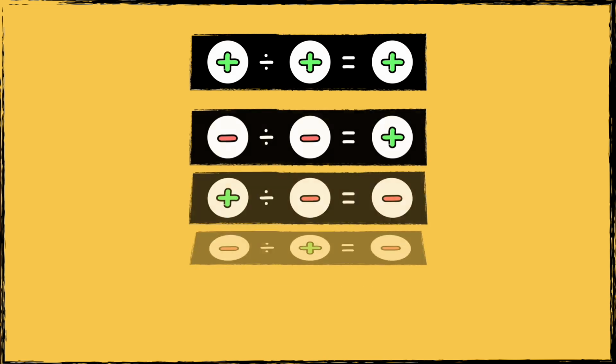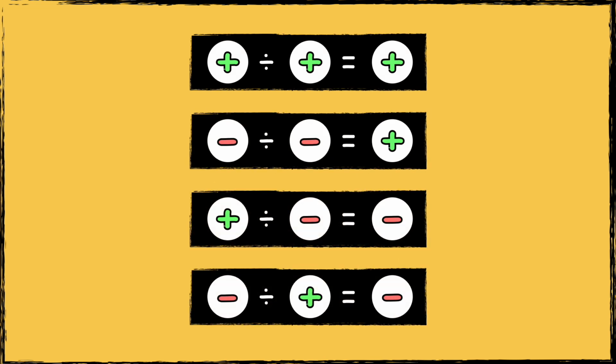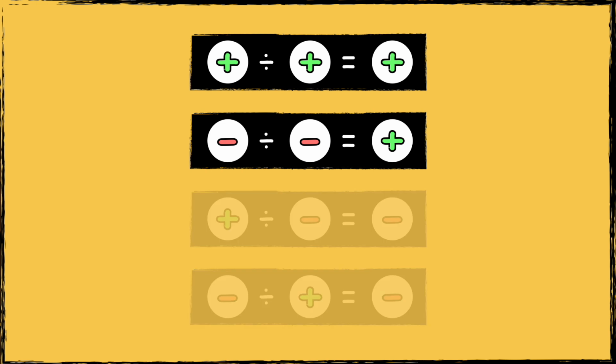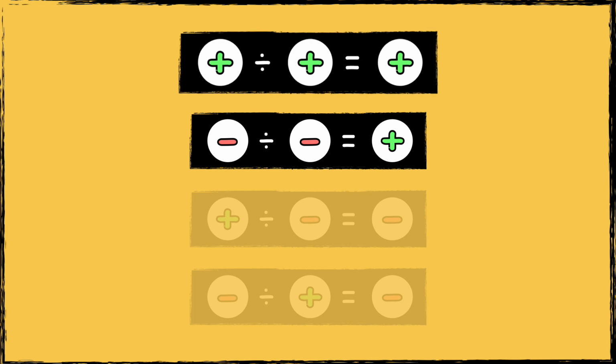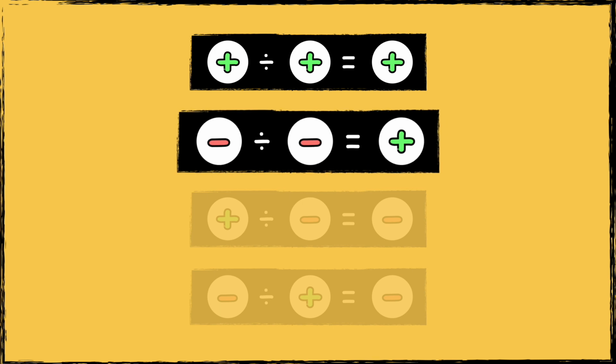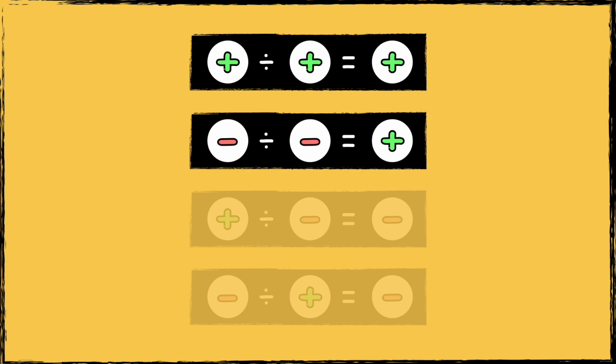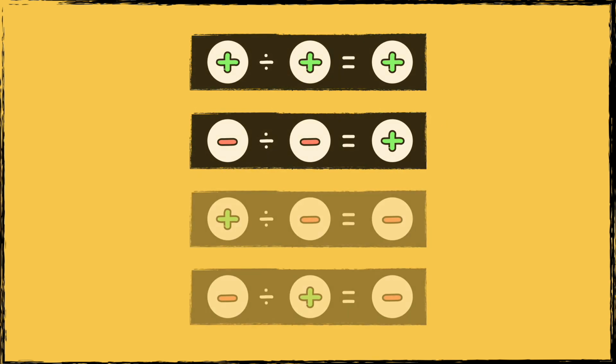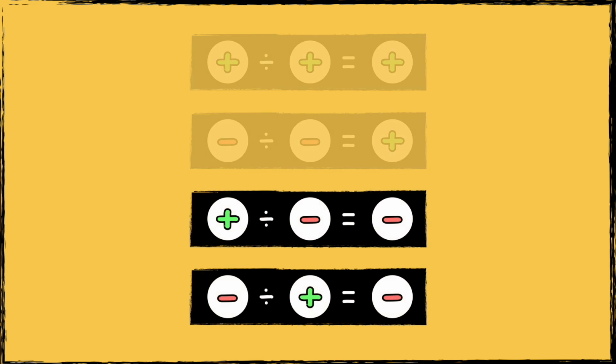So let's bring all that together. A simple way to remember is that if the signs are the same, the answer will be positive. So 2 positives will give you a positive, and 2 negatives will give you a positive. But if the signs are different, the answer will be negative. So a positive divided by a negative, or a negative divided by a positive, will always give you a negative.